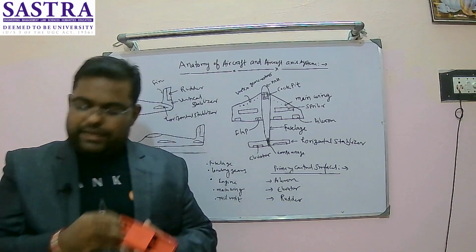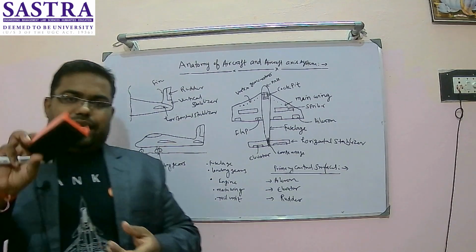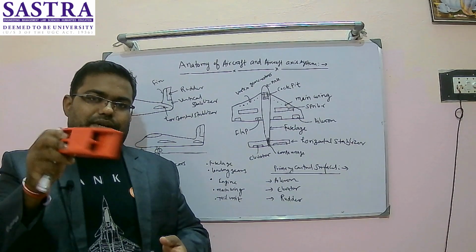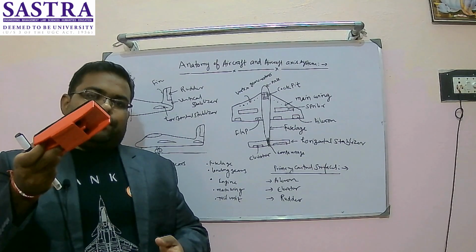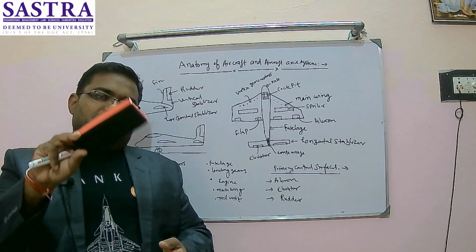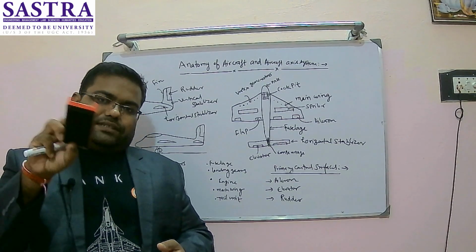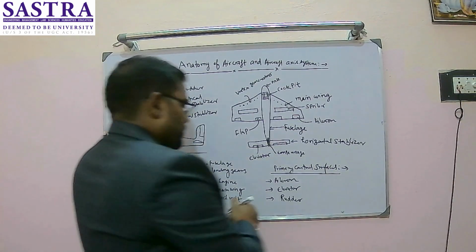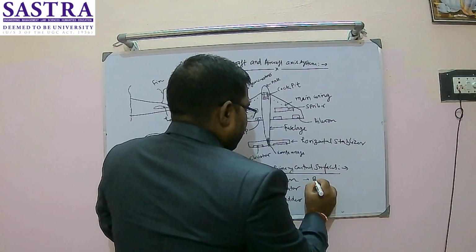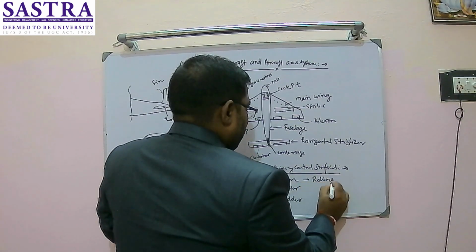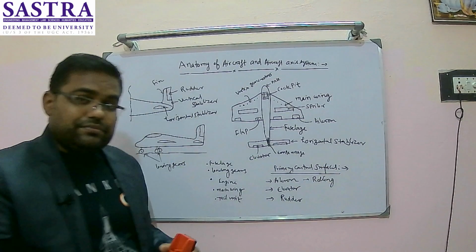So rolling will be controlled by the ailerons. Usually we say when the right wing is going down, or clockwise, the rolling movement will be considered positive, and anti-clockwise rolling movement will be considered negative. So ailerons are controlling the rolling. Rolling motion will be controlled by the aileron.